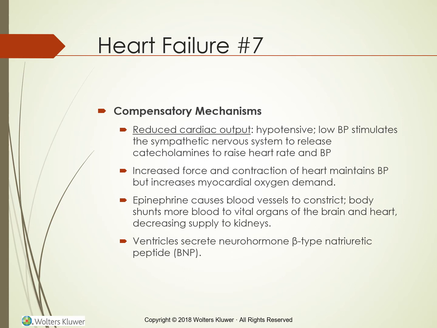Sensing an increase in fluid pressure within the heart, the ventricles secrete a neurohormone known as beta-type natriuretic peptide, BNP. BNP is cardioprotective. Its function is to decrease the blood pressure by increasing the excretion of sodium and water and promoting arterial dilation. It achieves its effects by counteracting renin, angiotensin, and aldosterone.